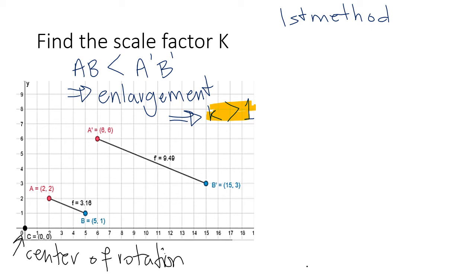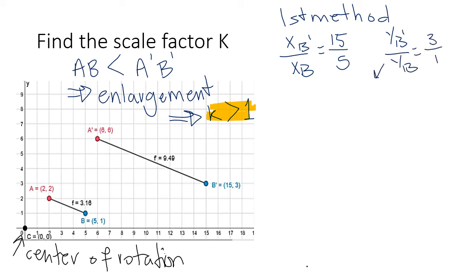So I'm going to say x of B prime over x of B is going to be 15 over 5. You notice that y of B prime over y of B is equal to 3 over 1. Both of them gave me the same value. This is my scale factor. This is my unit rate, if you still remember. So I found my scale factor. I identified it. It's 3. 3 is greater than 1, so my work is done properly.